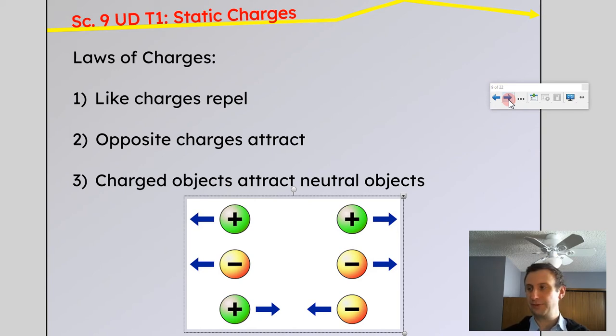So law of charges, 3 laws you must have memorized. Number 1, like charges repel. If I have 2 positives, they're going to repel. If I have 2 negatives, they're going to repel.